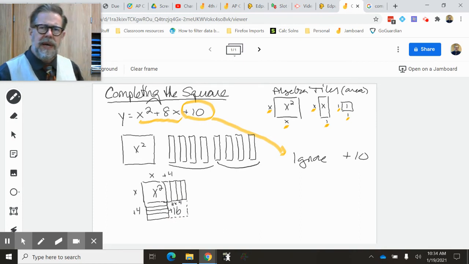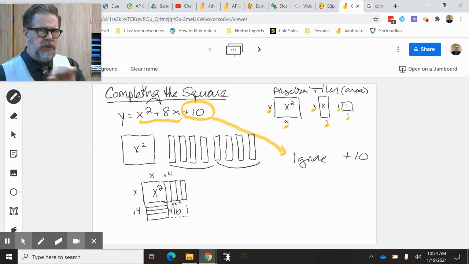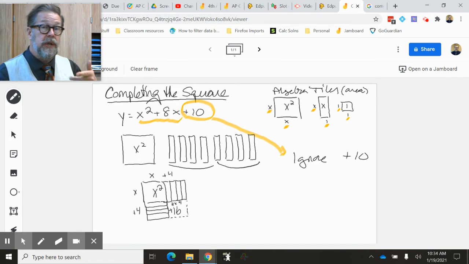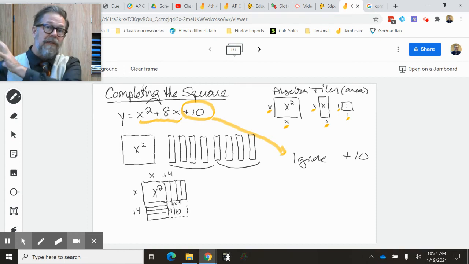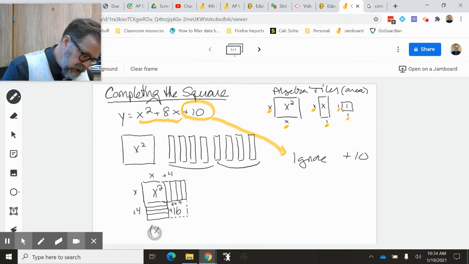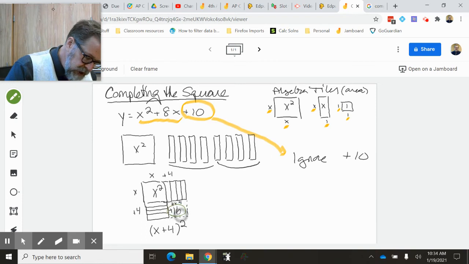16 unit tiles. Now, some teachers will tell you, take the 10 that you've got and plug them in there, and then you're missing 6. Here's what I don't like about that. That's fine until you have negatives or fractions, and it gets really complicated. So I like to just say, let's pretend I don't have any unit tiles. And so in order to make this an x plus 4 square, I had to add 16 tiles.